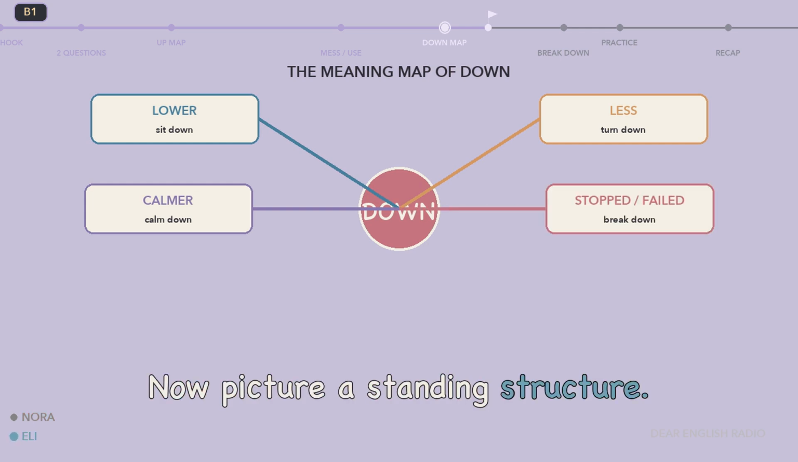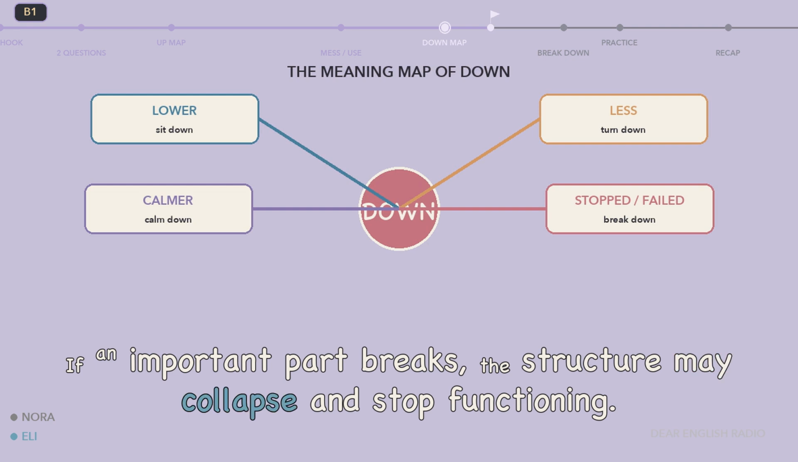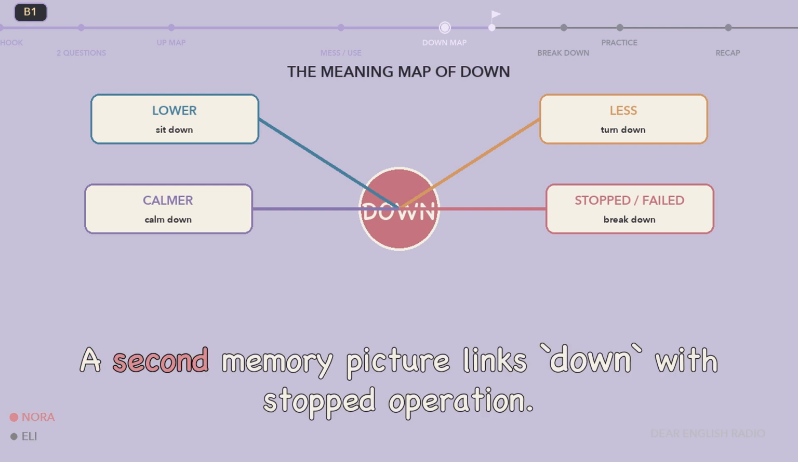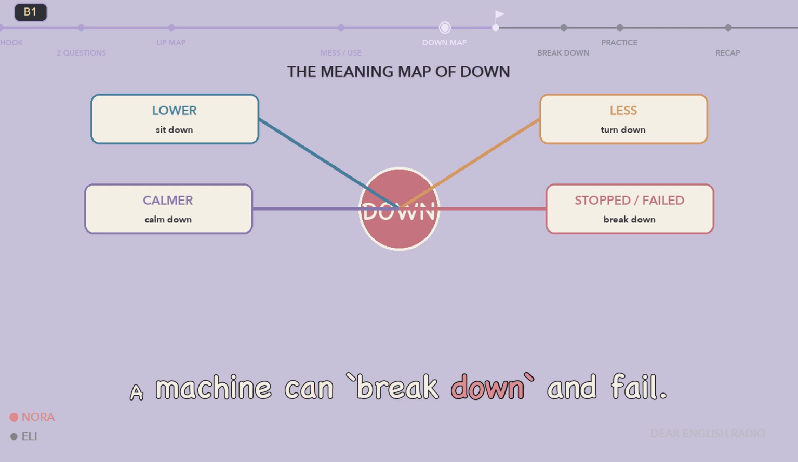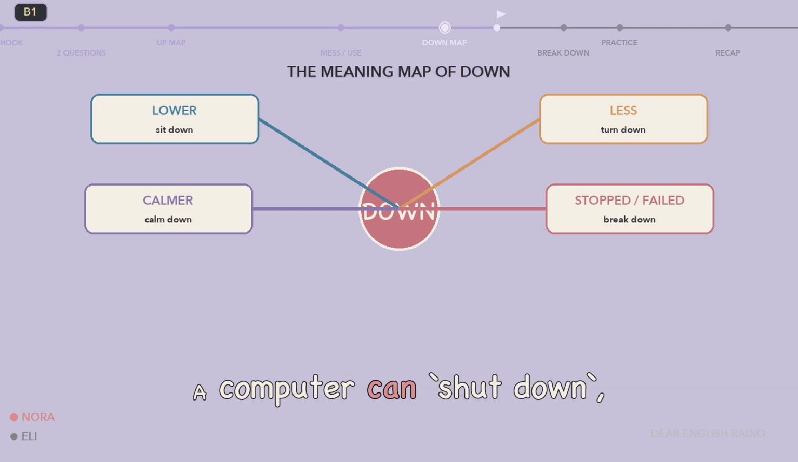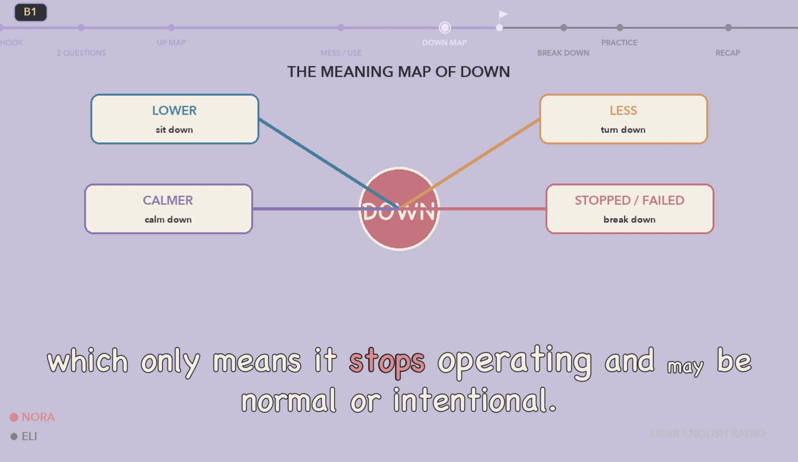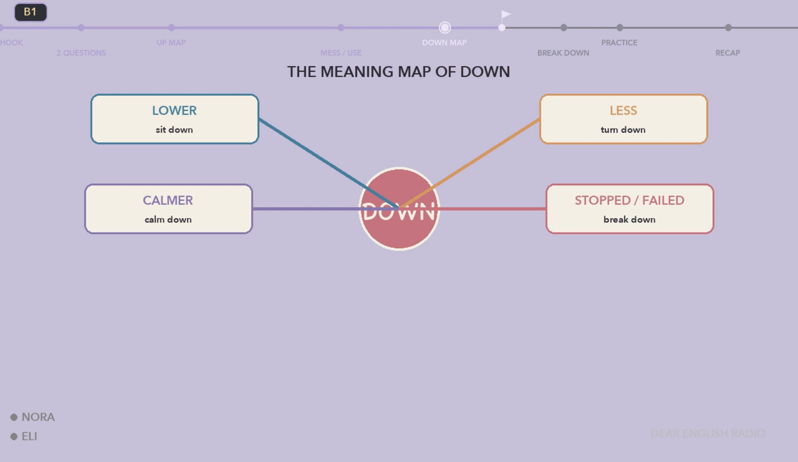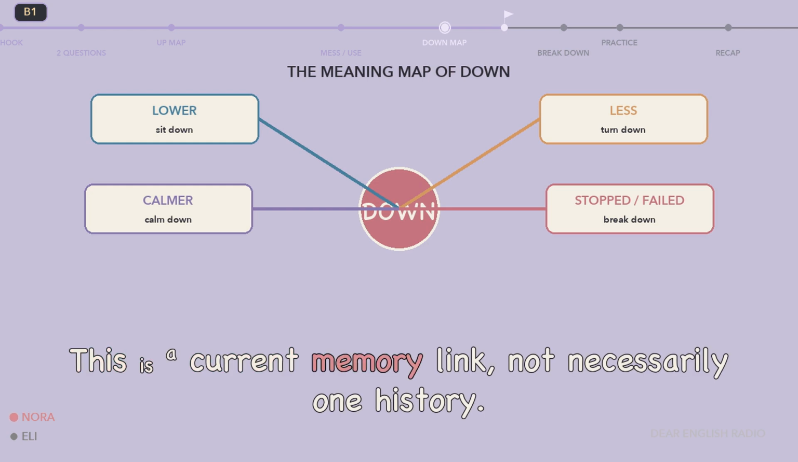Now picture a standing structure. Its parts support one another. If an important part breaks, the structure may collapse and stop functioning. A second memory picture links down with stopped operation. A machine can break down and fail. A computer can shut down, which only means it stops operating and may be normal or intentional. Communication can break down. This is a current memory link, not necessarily one history.